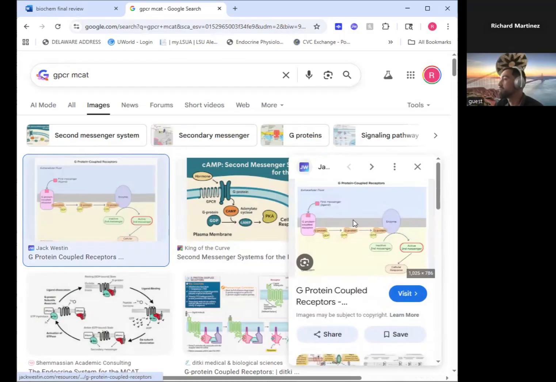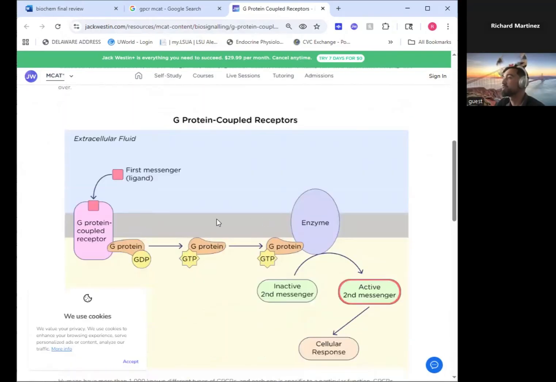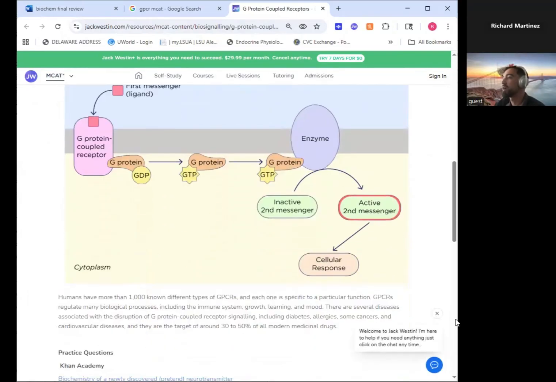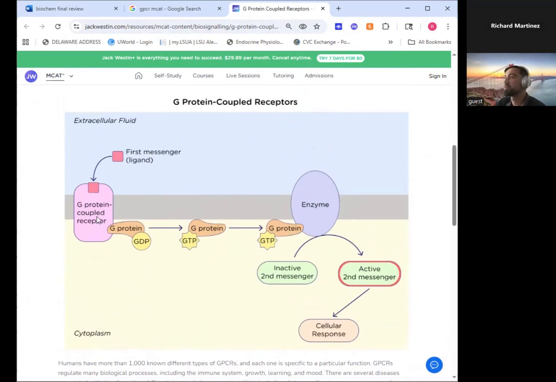Okay, this actually might be a better picture, so I can explain the portions inside of it. By the way, Jack Weston, y'all, if you have heard of it, haven't heard of it, amazing. I can't say enough about Jack Weston. They're great, great pictures.